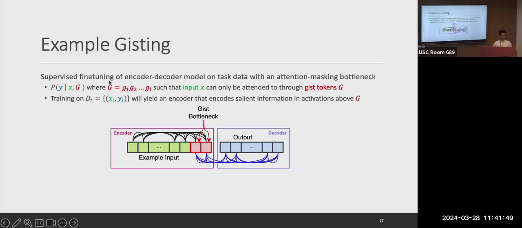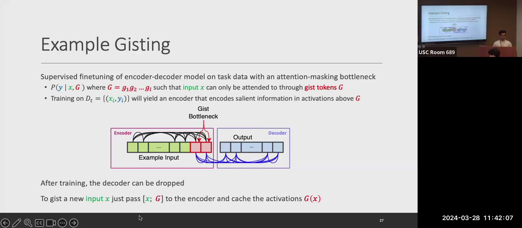So if you do fine-tuning based on this, the encoder will be trained to encode, given any input, the information in the gist tokens' activations. After training, obviously, the decoder doesn't matter. We can just drop it. And for a new input, you just pass the same sequence, X followed by L tokens, and cache the activations above those tokens. One thing to note, these can be one or any number of tokens.